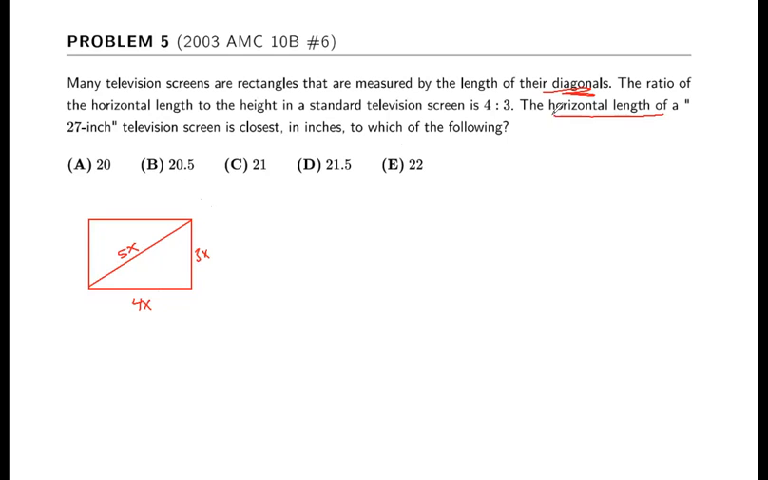So we are looking for the horizontal length, right? So the horizontal length was 4x, which is this guy. So the ratio 5 to 4 doesn't change when you make the TV bigger or smaller, okay? So we are told this guy will be 27. So that should be 27 over question mark, which is my horizontal length, basically. If you do cross multiplication, that would be 4 times 27, 5 times H.